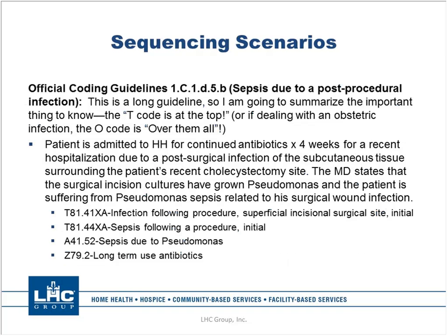Okay, let's make things worse. Sepsis due to a post-procedural infection. Okay, this is a very long guideline. I was not going to type it all out, so I'm just going to summarize the important thing to know. What you need to know when dealing with post-procedural infections and sepsis is the T code is at the top, okay? So when you're dealing with sepsis in a post-procedural situation, your T code, rather than the underlying systemic infection, which is the sepsis code or the A code, you're going to have to identify the T code first.